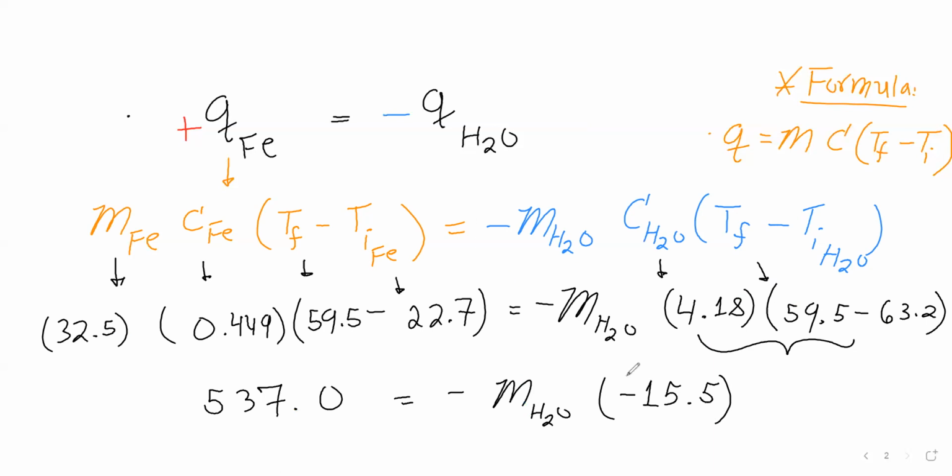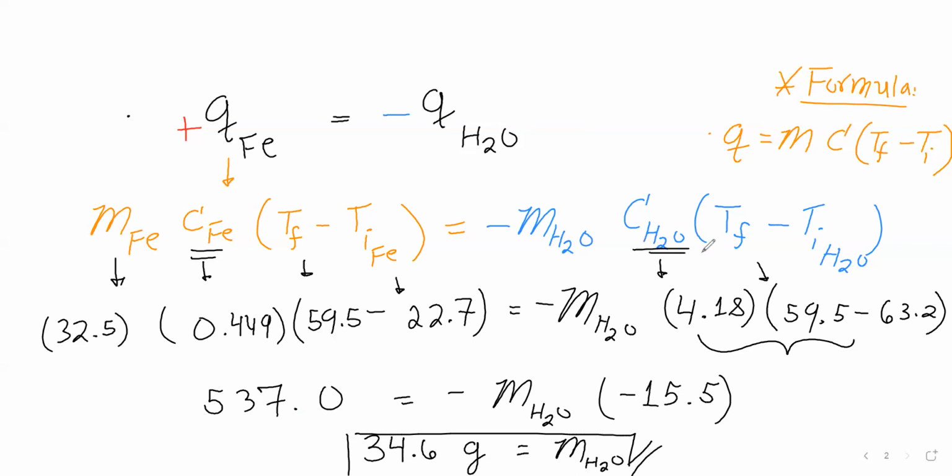Perfect. At this step, I'm going to divide both sides by my negative 15.5. Upon doing so, we get 34.6 grams equals mass H2O. So that's how you solve a specific heat problem for a block of metal placed in a beaker of liquid. We use our specific heat values. They're normally provided in the problem. Otherwise, you reference them in a textbook.